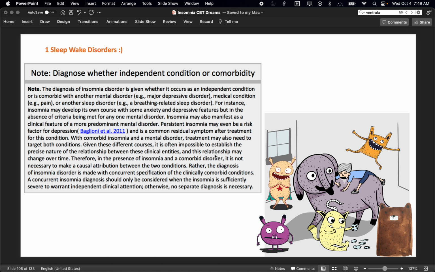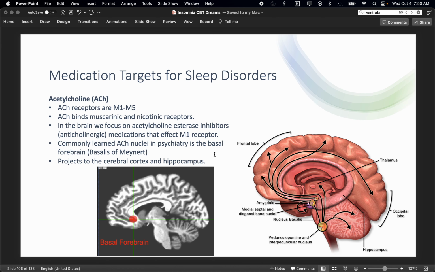So you could have major depression. Known problem is insomnia as part of the diagnostics. If you're just treating the depression without treating insomnia, then you don't need to put insomnia disorder. But if they have major depression and then you're treating their insomnia, then you can also add insomnia disorder, and that is fine. So medication targets for sleep that we use. So acetylcholine is one. Acetylcholine has M1 through 5 receptors.